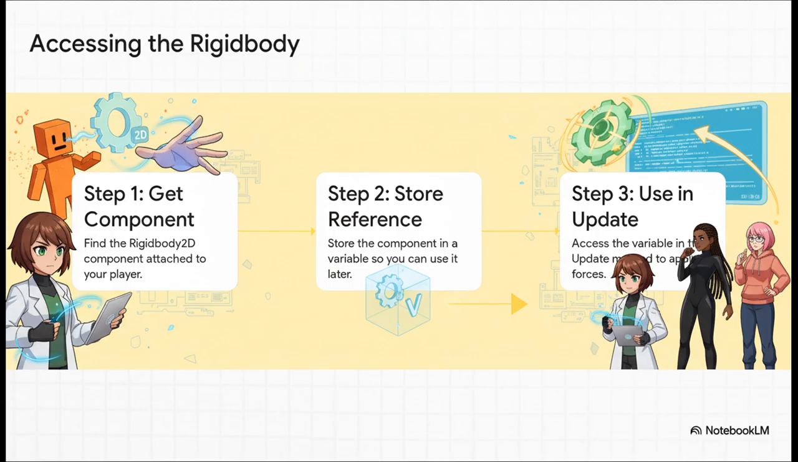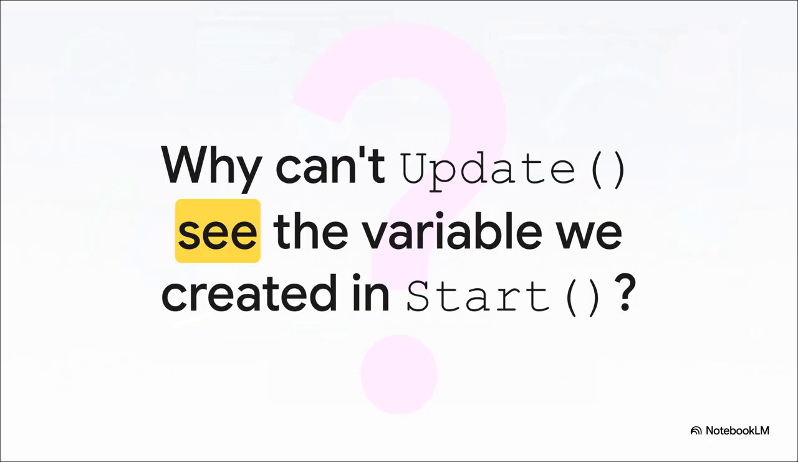So our first job, which we'll do in the Start method, is to find that component, grab it, and store it in a variable so we can easily access it later, over and over again. And right here, this is the spot where almost every single person new to Unity gets stuck. It's practically a rite of passage.